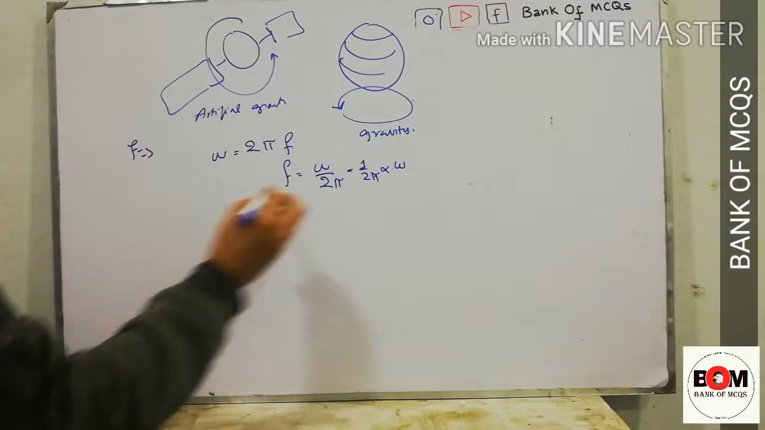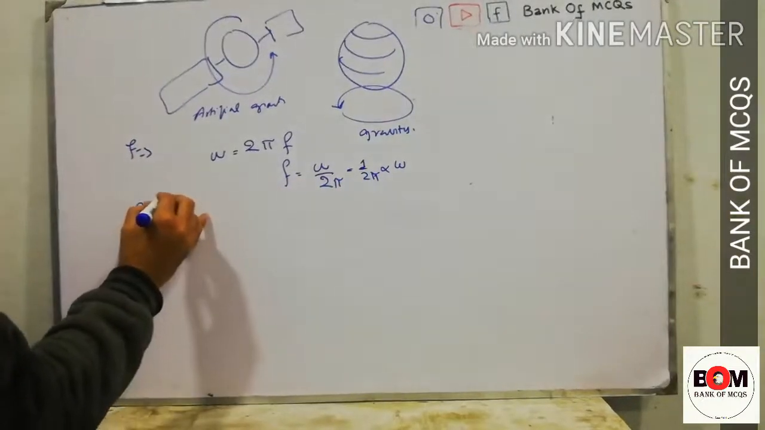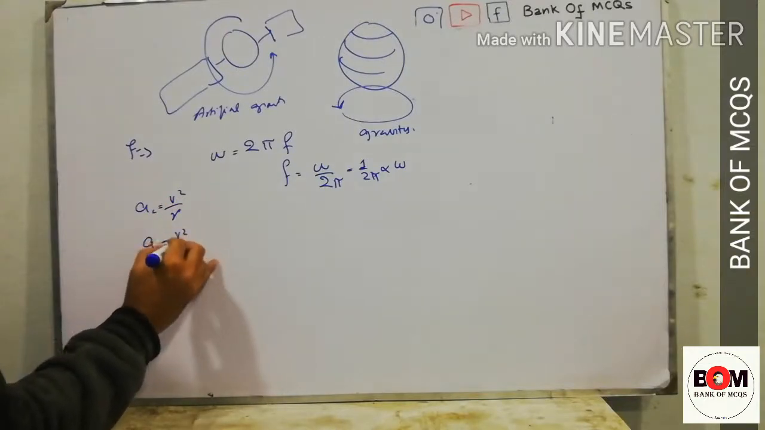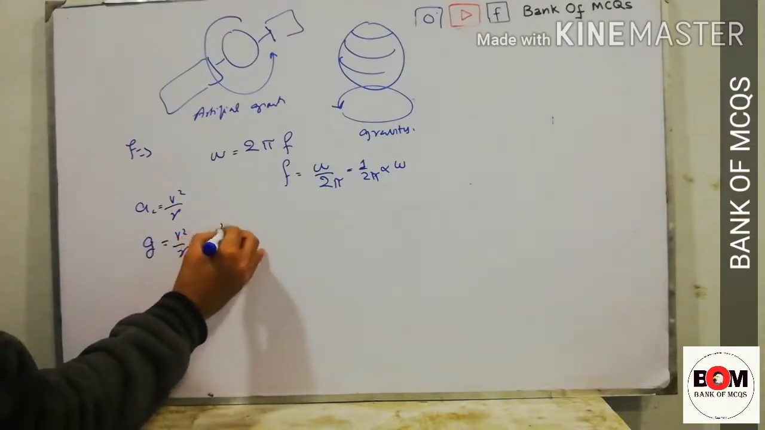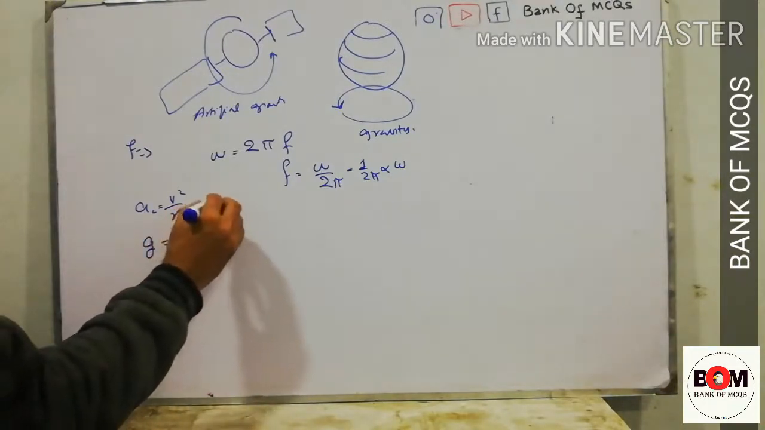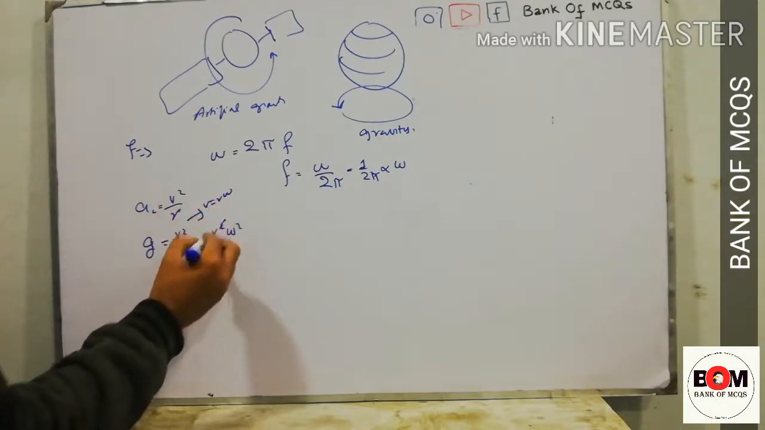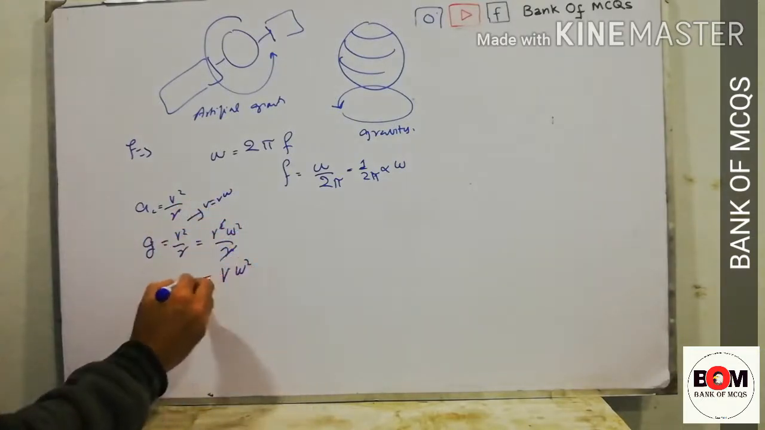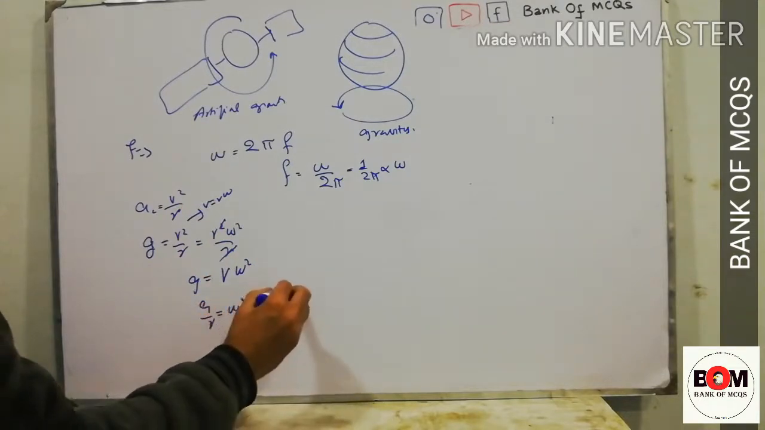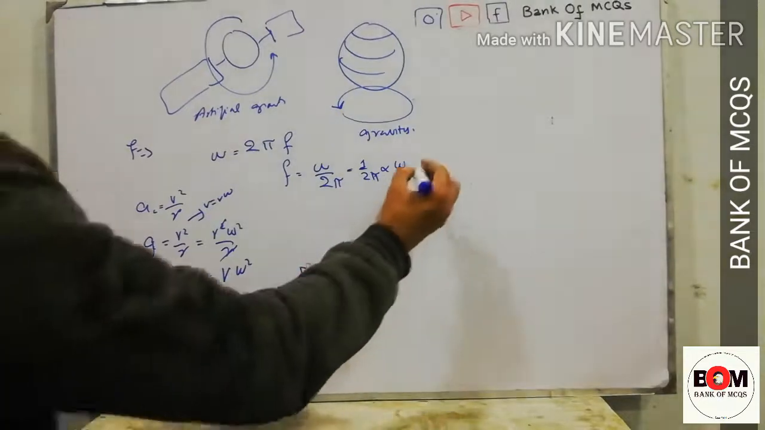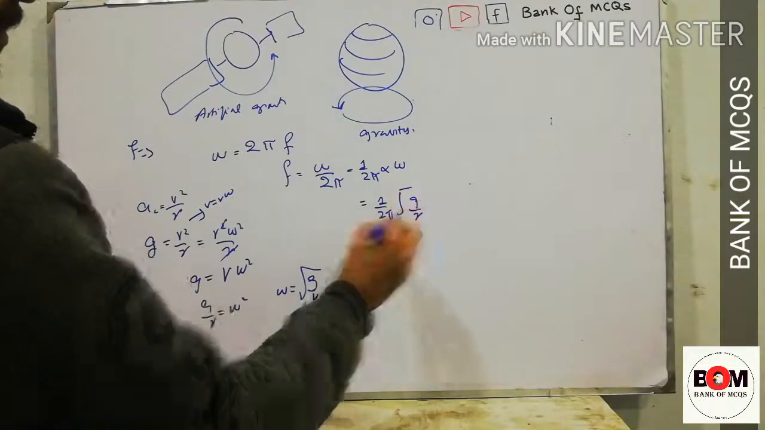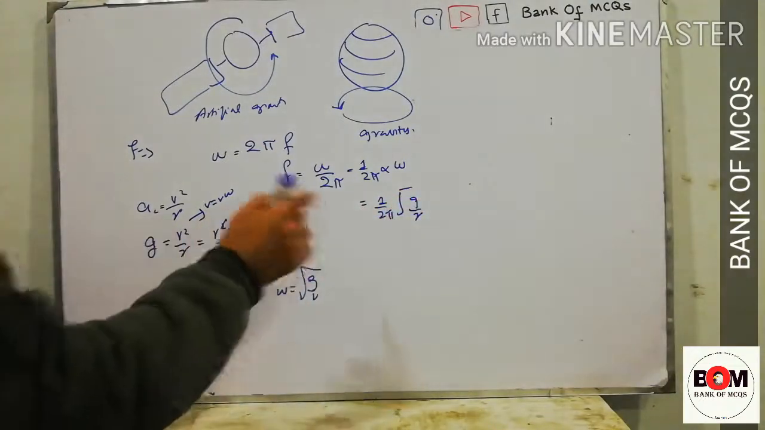Now to put the value of omega: v is equal to a is equal to v square divided by r, so g is equal to v square divided by r. Putting v is equal to r omega, r cancels with the square, so we will get r omega square is equal to g, where g by r is equal to omega square. Omega is equal to the square root of g by r. So we can also write f as 1 by 2 pi under root g by r. So this is the equation for frequency.